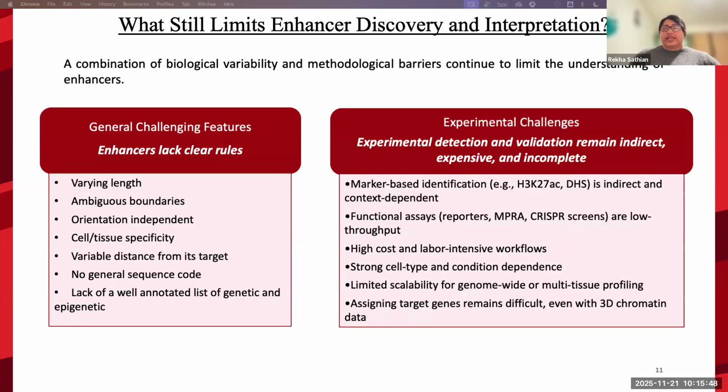Coming to the experimental challenges, the experimental methods we rely on introduce their own challenges. Many enhancer identification methods are indirect, depending mainly on markers like histone modification or chromatin accessibility. And the functional assays, whether reporter-based or CRISPR-based, remain low throughput, expensive, and labor-intensive. Their outcomes depend heavily on cell type or specific experimental conditions, and scaling these assays across the entire genome is still difficult. Even after identifying an enhancer, linking it to the correct target gene remains a persistent challenge. So these biological complexities and methodological limitations have kept enhancer discovery and interpretation from reaching the level of accuracy and completeness we need today.